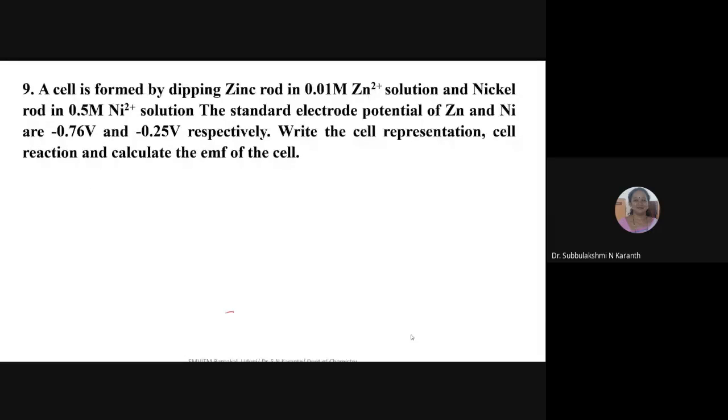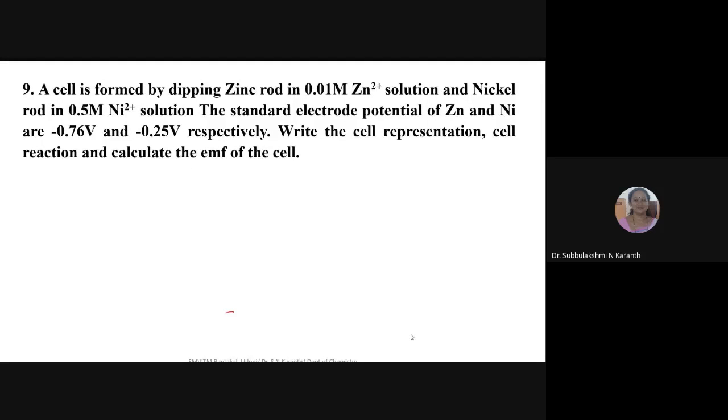A cell is formed by dipping zinc rod in 0.01 M zinc sulfate, or Zn2+ solution, and nickel rod in 0.5 M Ni2+ solution. The standard electrode potentials of zinc and nickel are minus 0.76 and minus 0.25 volt respectively. Write the cell representation, cell reaction, and calculate the EMF of the cell.